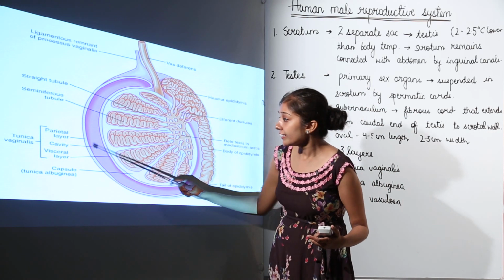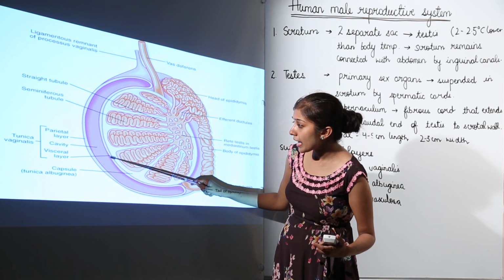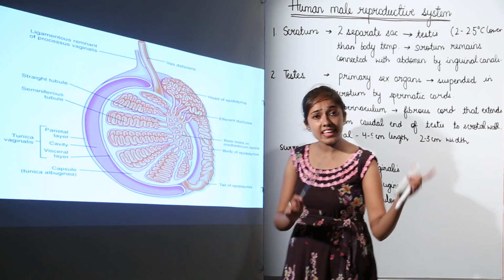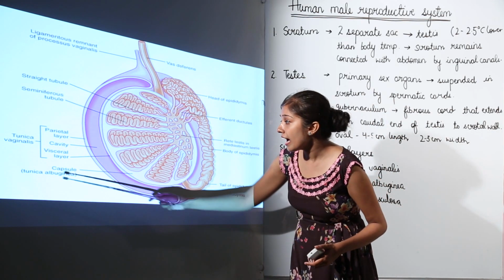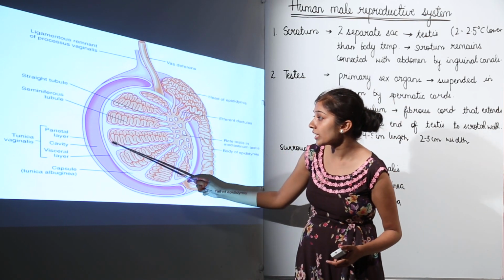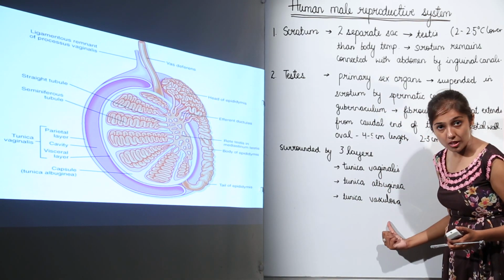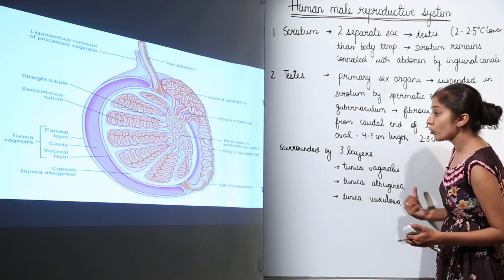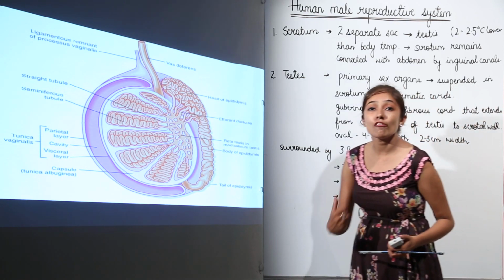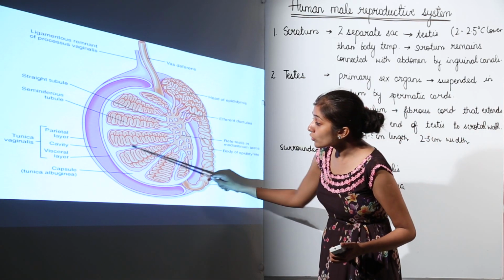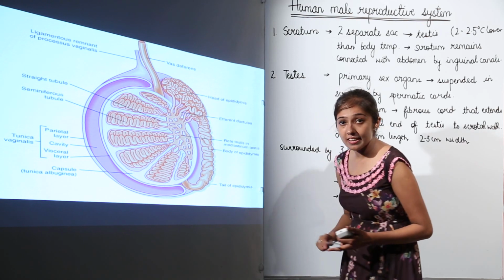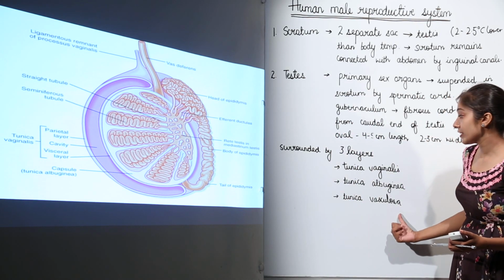It is further divided into a parietal layer, then a cavity, and then the visceral layer. Then the second layer is Tunica albuginea. This is the Tunica albuginea, right? Then we have Tunica vasculosa. This Tunica vasculosa contains a network of capillaries. This layer is known as Tunica vasculosa.